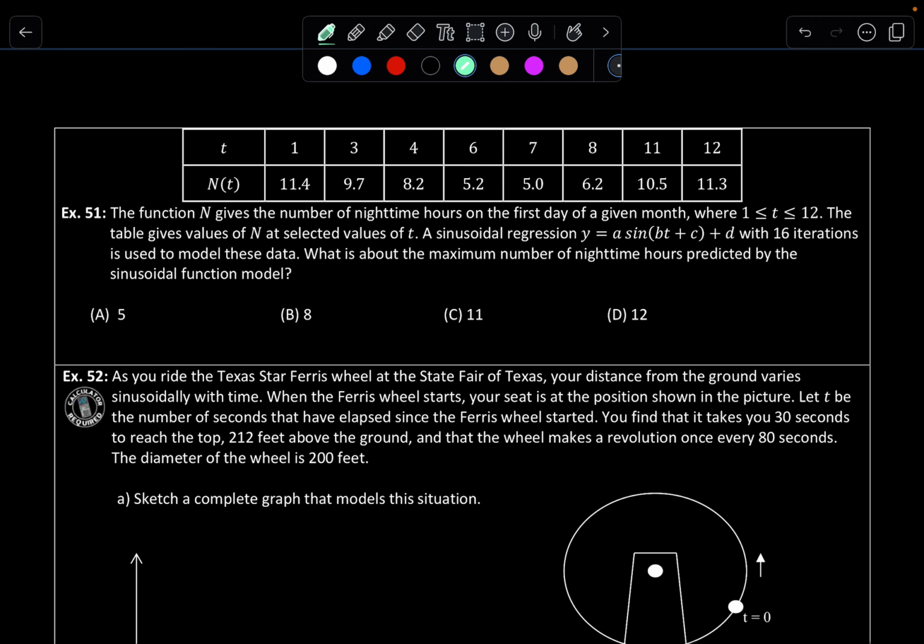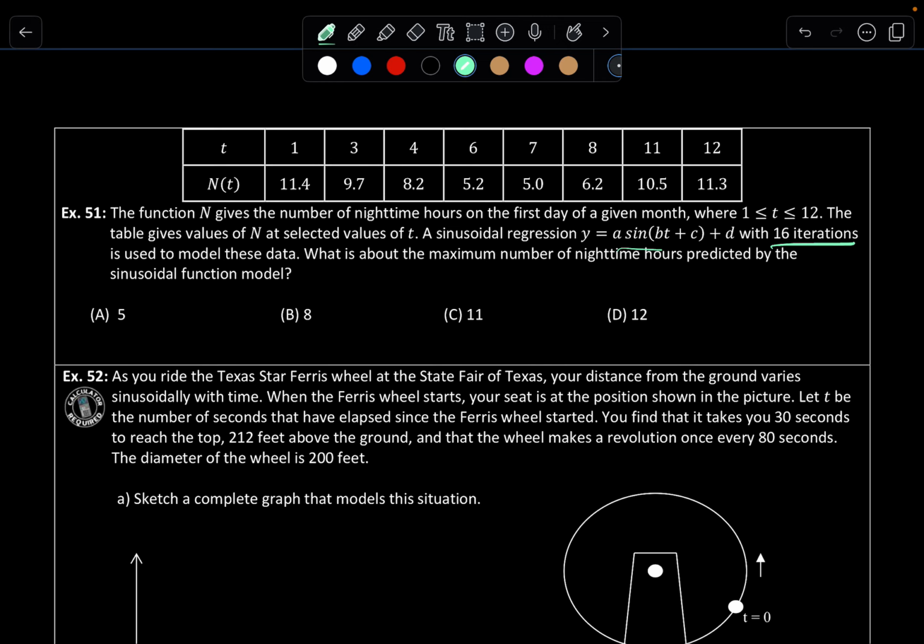It's just saying that we are using a regression with 16 iterations, which is basically the period. Iteration is the process of repeatedly applying a mathematical function or process, which refers to a period. So that 16 isn't going to change what we're looking for. It's just saying that it is also periodic, but we can see that it is with that sine regression as well.